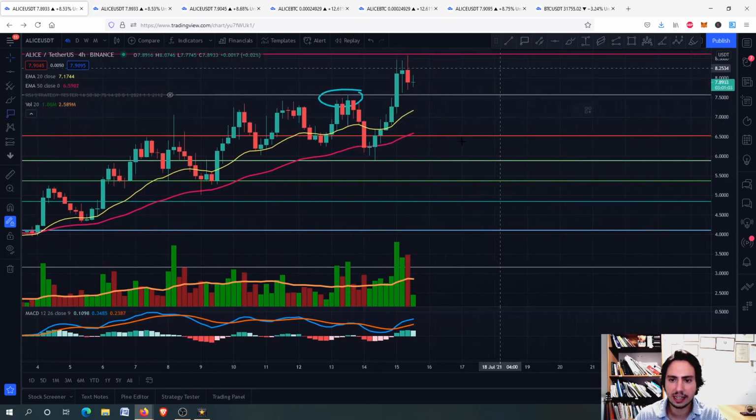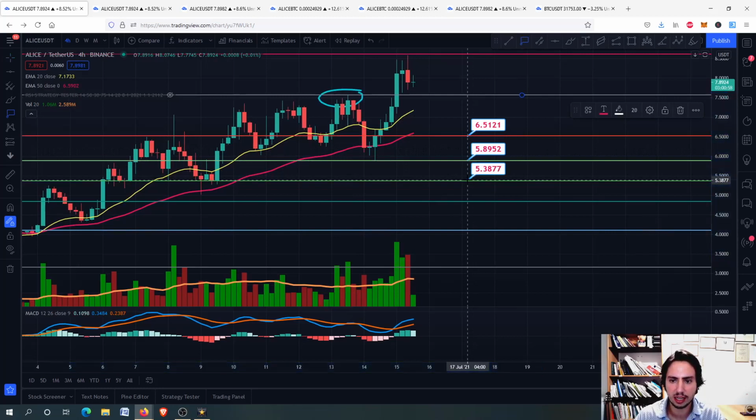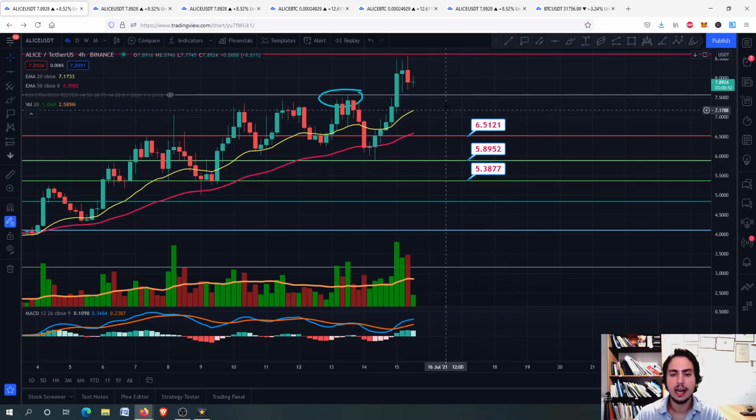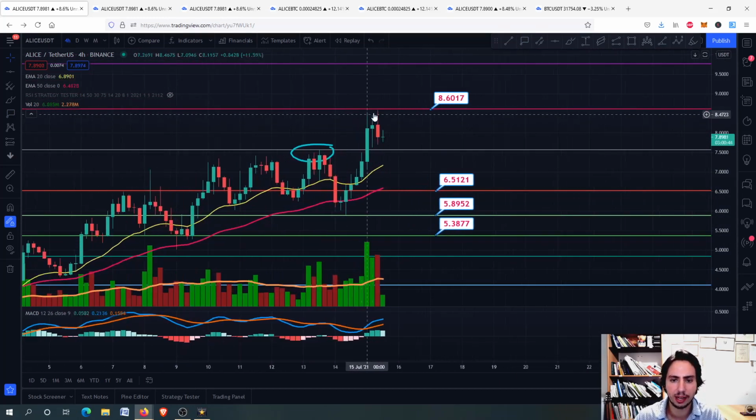And you would find important support levels, right? You would find important support levels at 6.5, 5.9, you can see here, 5.4 around there. And of course, you would find important resistance levels as well. The 8.6 is the minus 0.236 Fibonacci retracement.